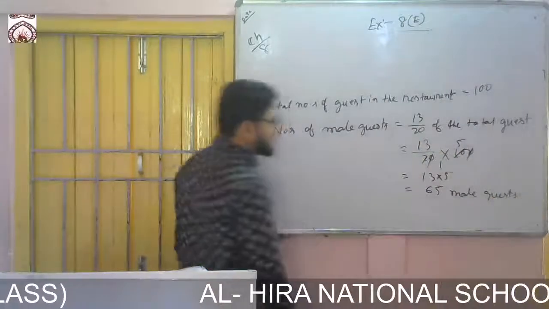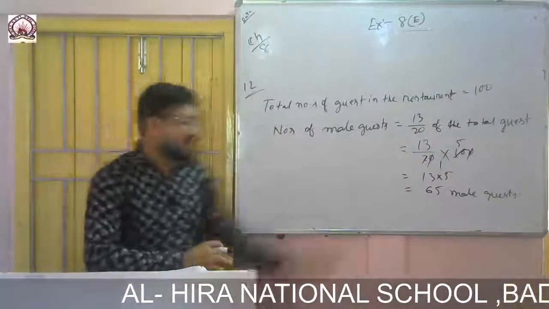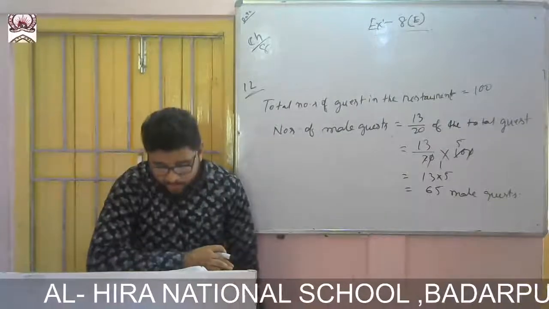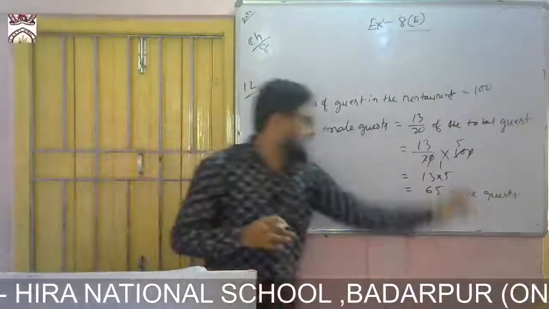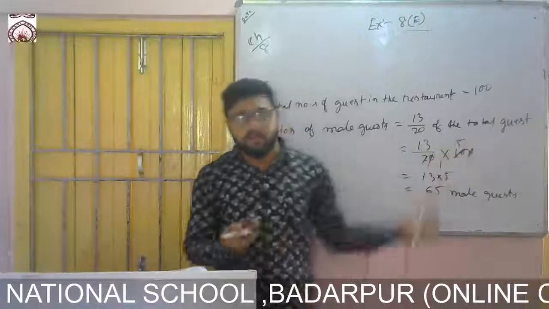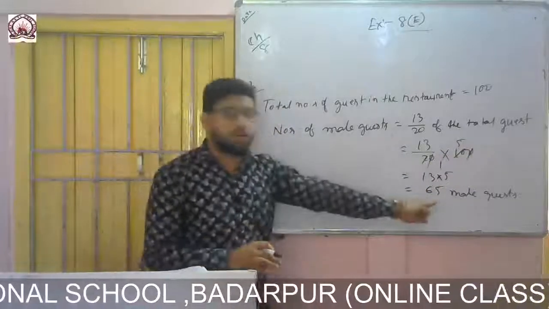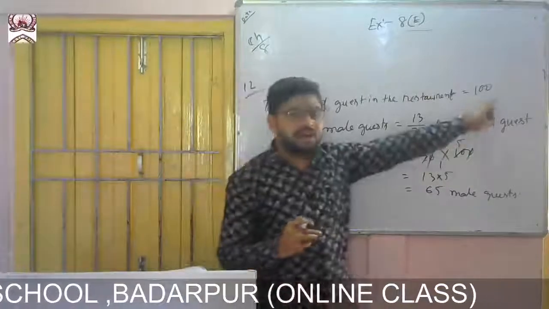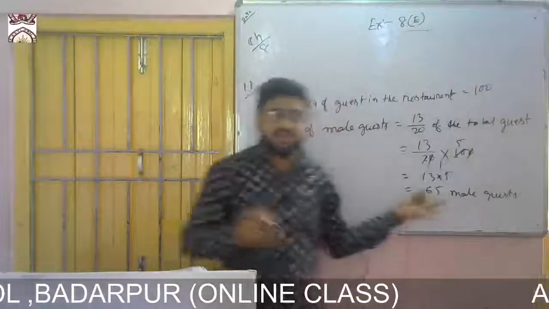65 male guests. Now 65 male guests are there. Now the question is how many were female? So from 100, if I subtract 65, then I will get the females. Because here we got 65 as male and the total was 100. So from 100, if I subtract 65, then I will get the female.